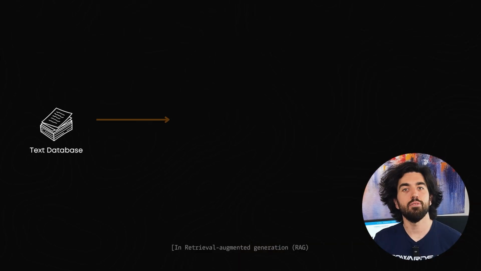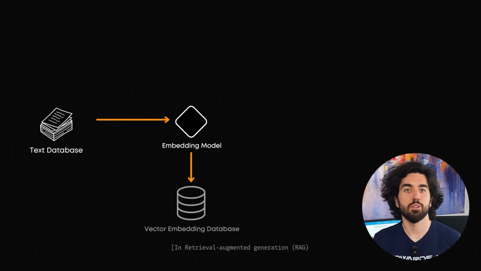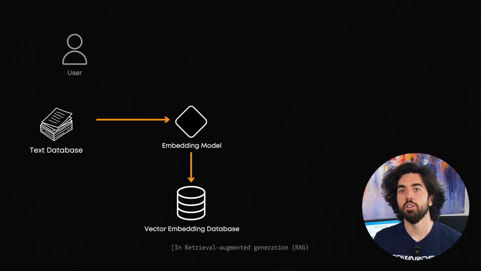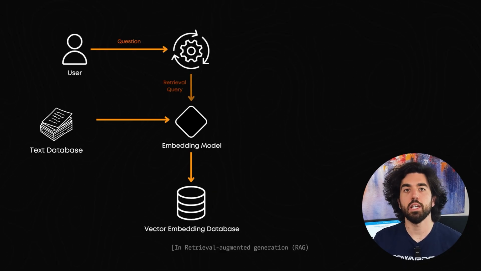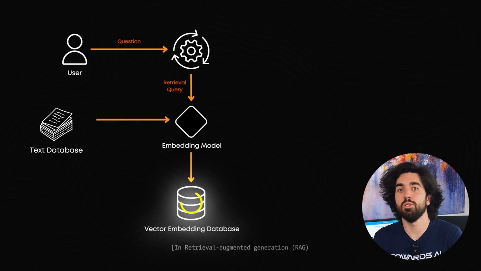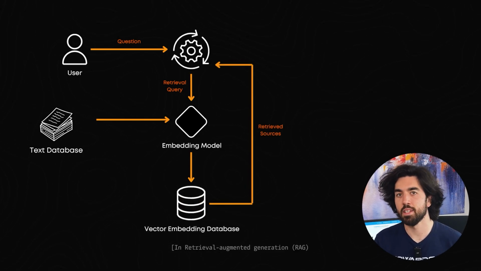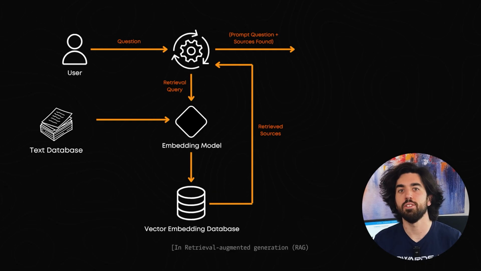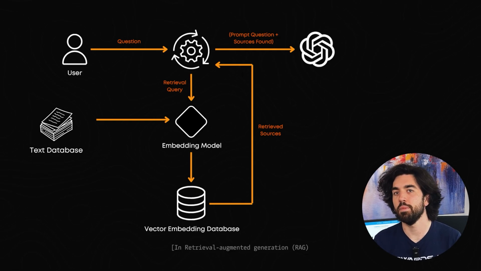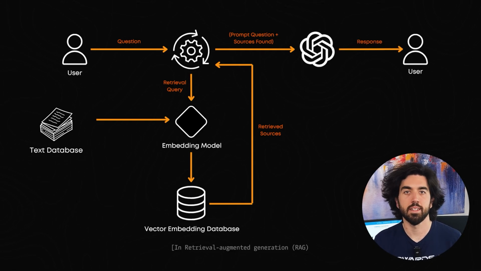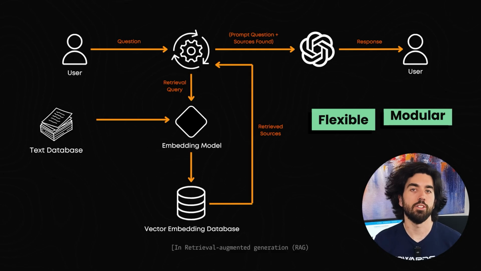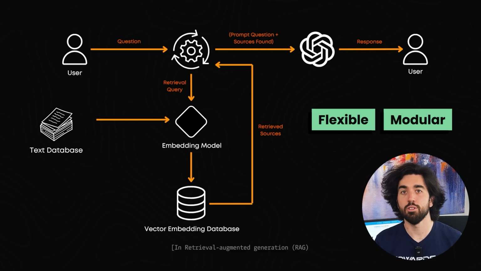RAG turns every user question into some sort of scavenger hunt. Your query, or the question, becomes an embedding, the numbers. That embedding searches into a database and out pops the top passages, and those passages get glued to the prompt before the LLM even thinks about answering. It's flexible, it's modular, it's super convenient to focus on the information the model actually needs.